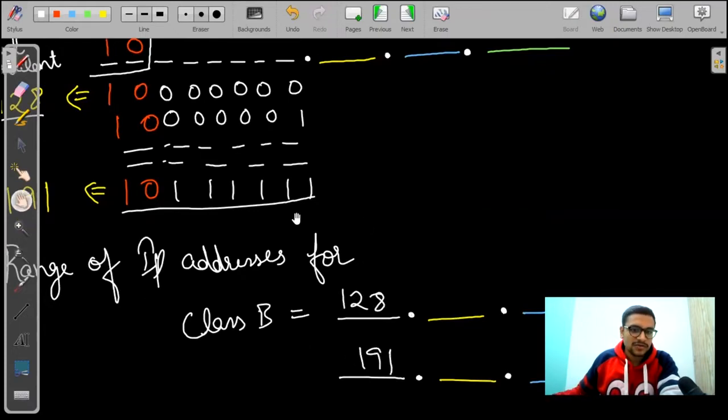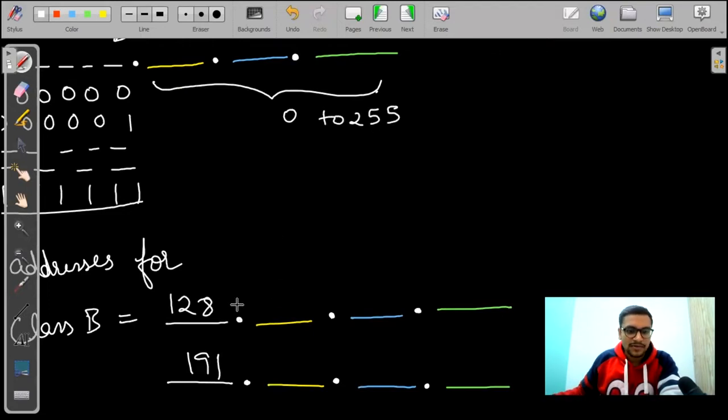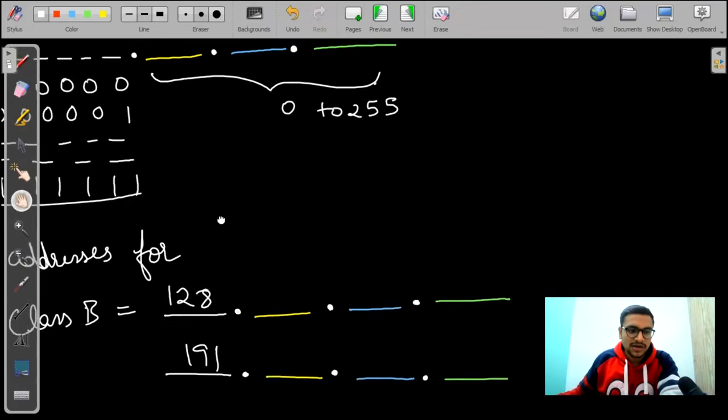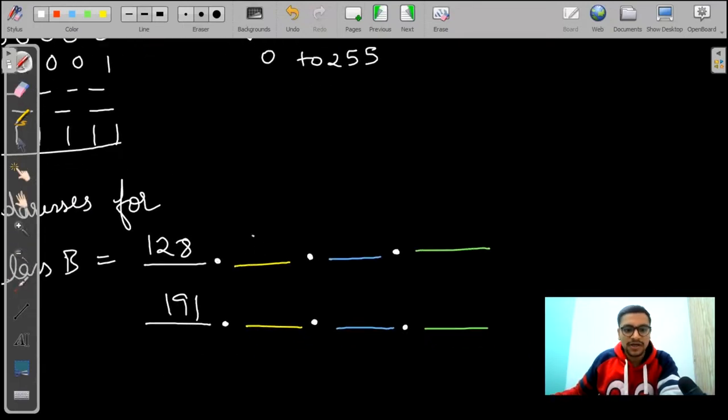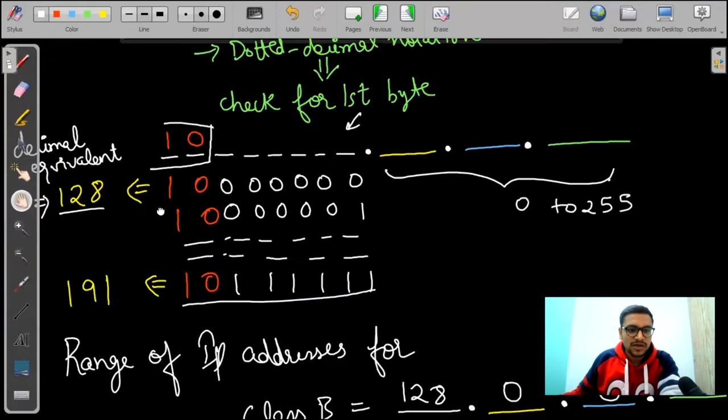But what about the rest of the bytes that we have? As I told you earlier, the rest of the bytes can have any value from 0 to 255 for each of them. So the range of class B IP addresses will start from 128.0.0.0 to 191.255.255.255. So I hope that's clear. And moving on, so this is about class B.